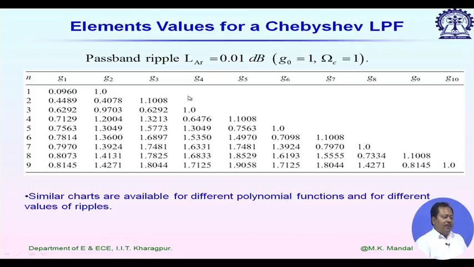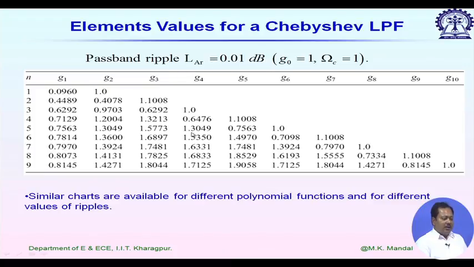So, we actually have different tables available for these G values for different specified LAR, for different types of polynomials. Here, for example, we are showing the element values for a Chebyshev low pass filter, where it is considered that LAR equal to 0.01 dB.